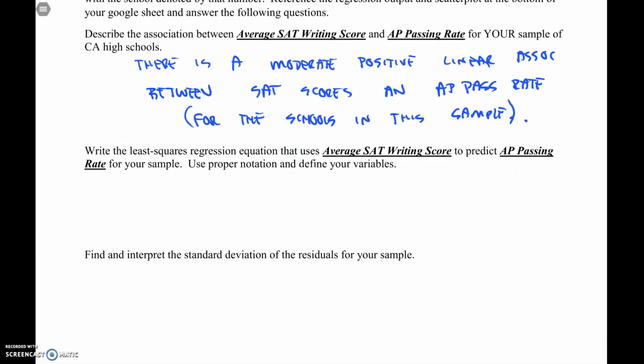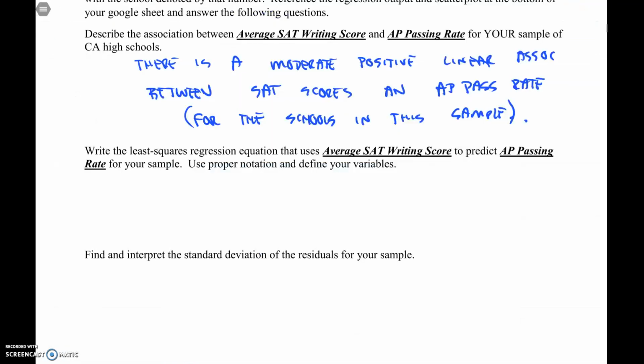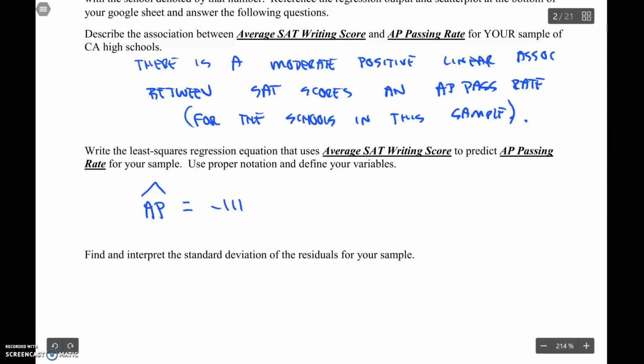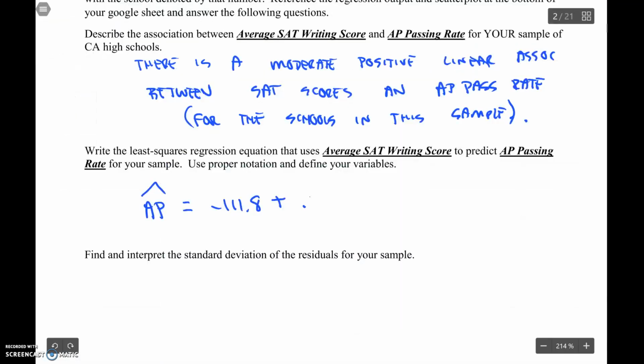Write the least squares regression line. If you recall, the constant is my y-intercept and this is my slope. So my predicted AP pass rate is going to be negative 111.8 plus my slope, 0.236 times the SAT score. So this would be the equation of my linear model.